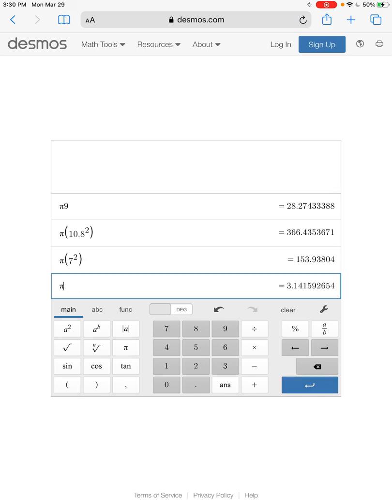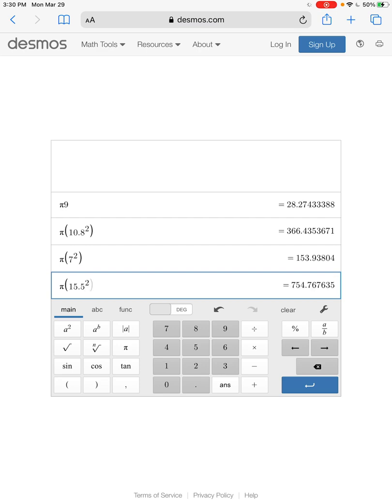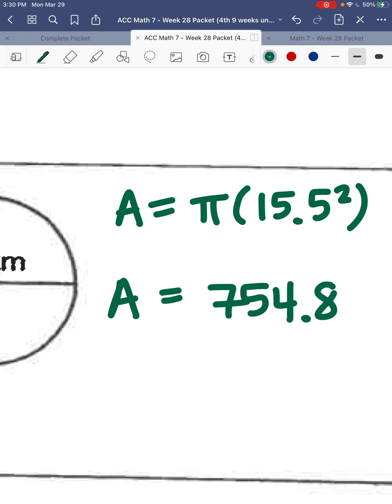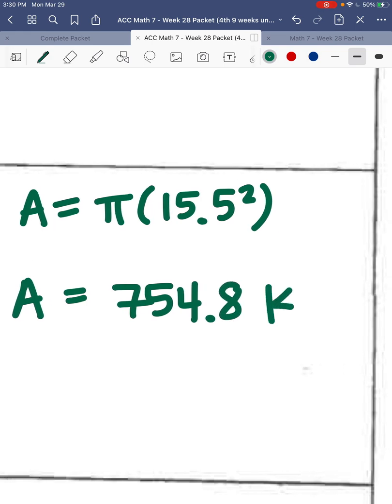So pi times 15.5 squared is 754.76. So because I've got that 6 there, I'm actually going to round up. So 754.8. So the area is 754.8 kilometers squared.